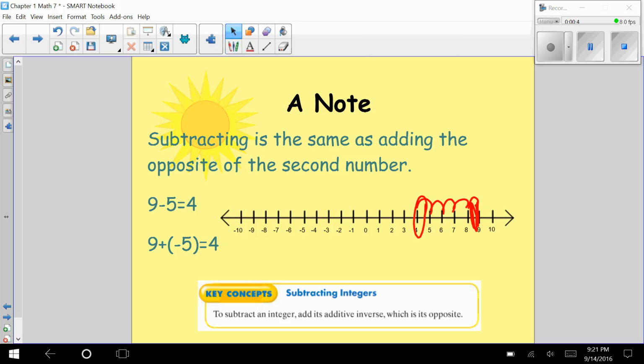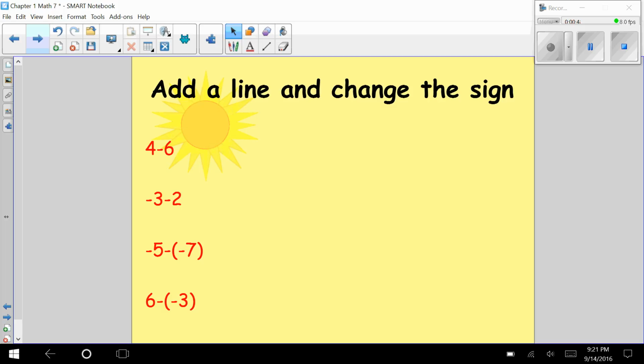So, to subtract an integer, you add its additive inverse, which is its opposite. Fun little phrase to help you remember this is add a line and change the sign. For these couple examples, we are just going to change them into adding the opposite. We're not going to find the actual answer.